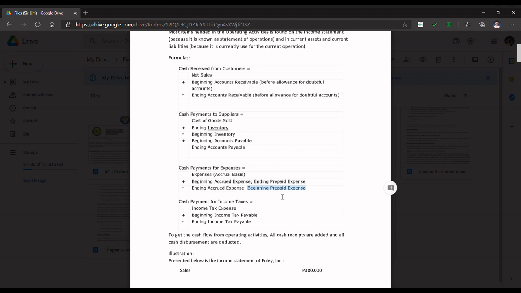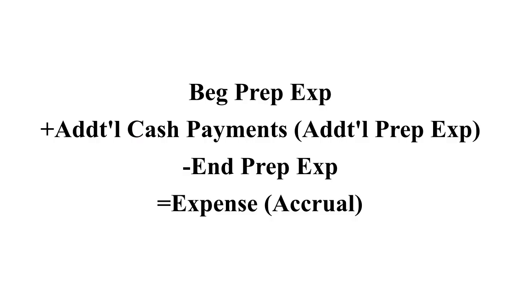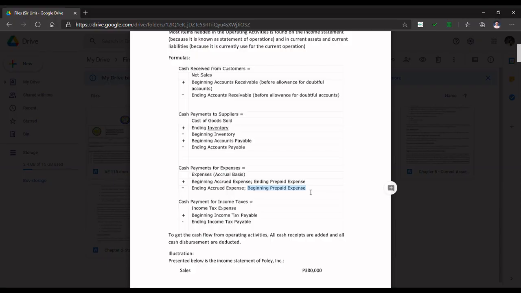Plus the additional payments for prepaid expense. So these are our additional payments in advance. This is what we compute, the additional payment in advance. So, beginning prepaid expense plus additional payments in advance or additional prepaid expenses, less ending prepaid expense, or those we have not yet incurred at the end of the year, equals the expenses we have already incurred.